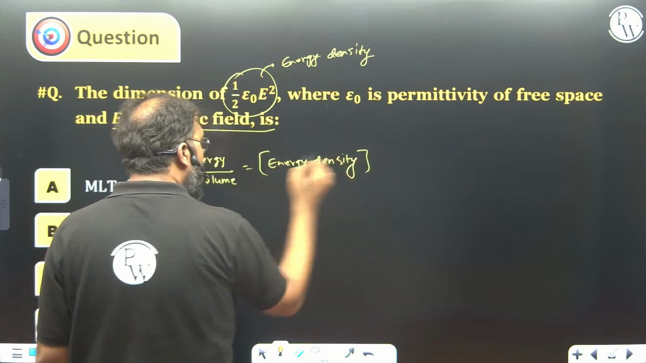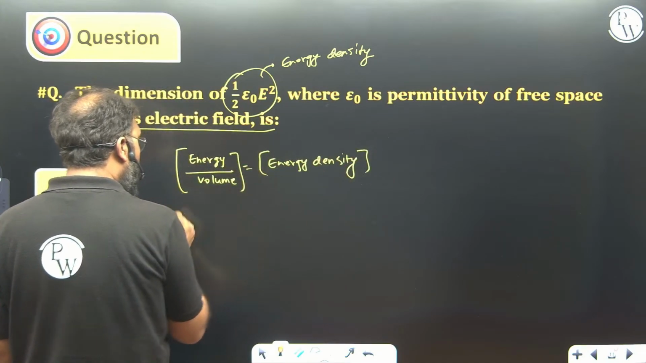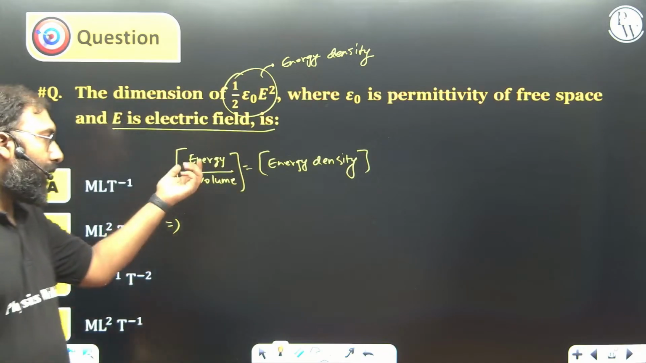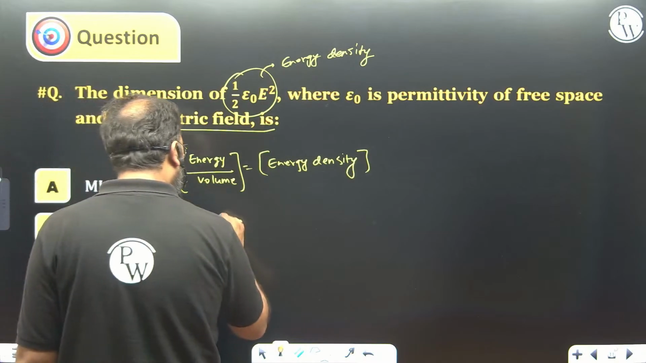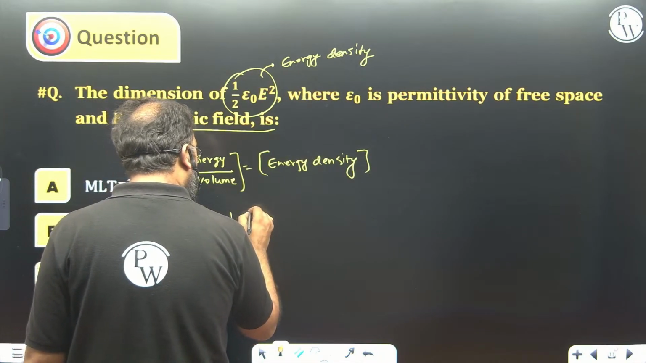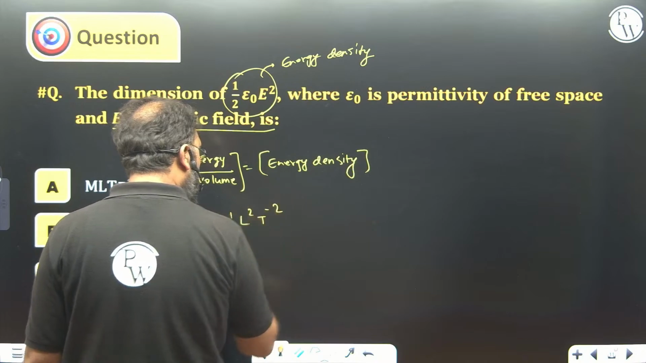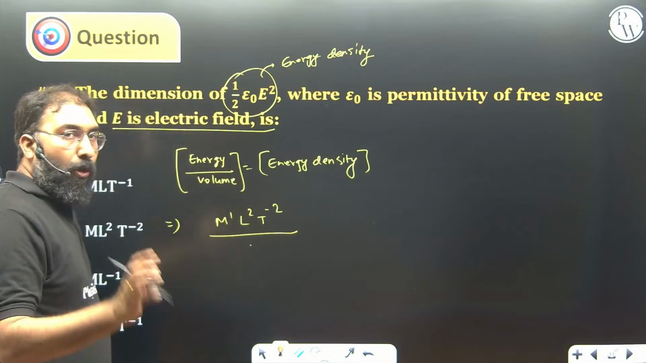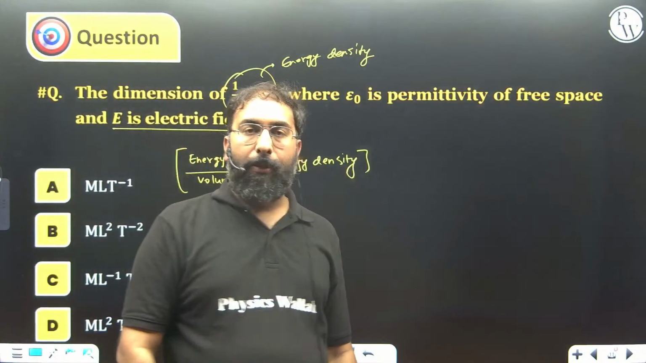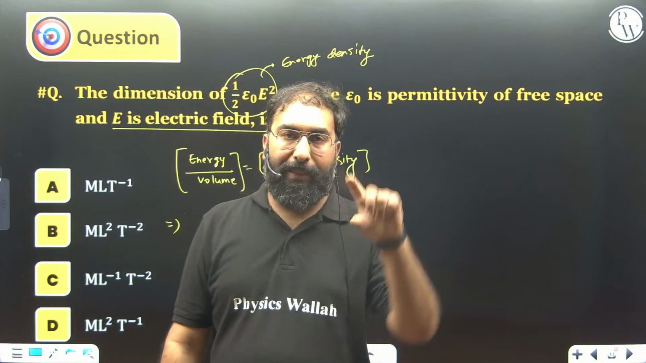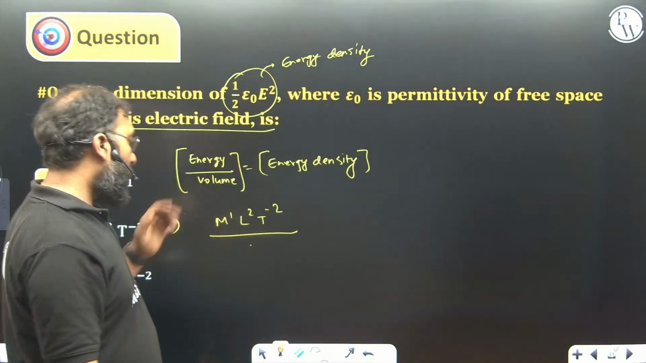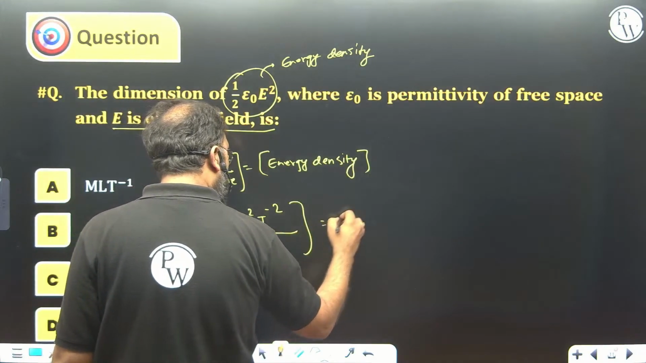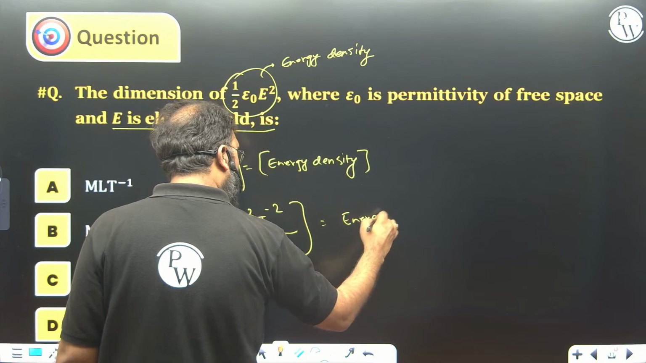So writing the dimension, now it's easy. Energy is the same as work done, so this is M1 L2 T minus 2 divided by L cube. Volume is length into width into height. Width is also a measurement of length and height is also a measurement of length, so this will be L cube. And this is the dimension of energy density. I hope this is clear to everyone.